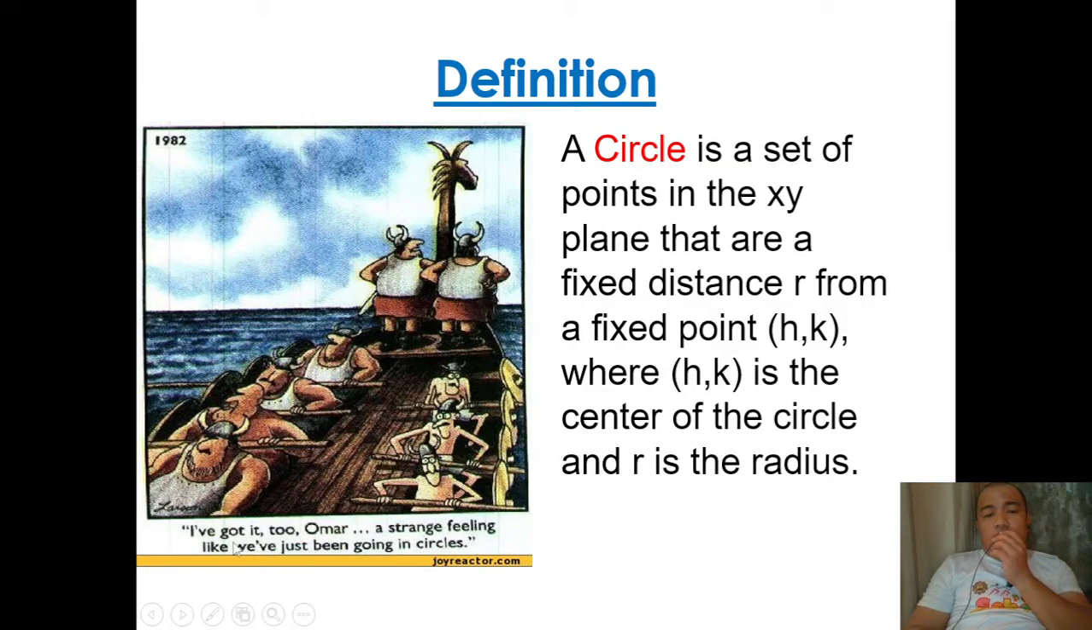Here we have a cartoon picture. Strange feeling like we've just been going in circles. That's a bit historical. The world is round.